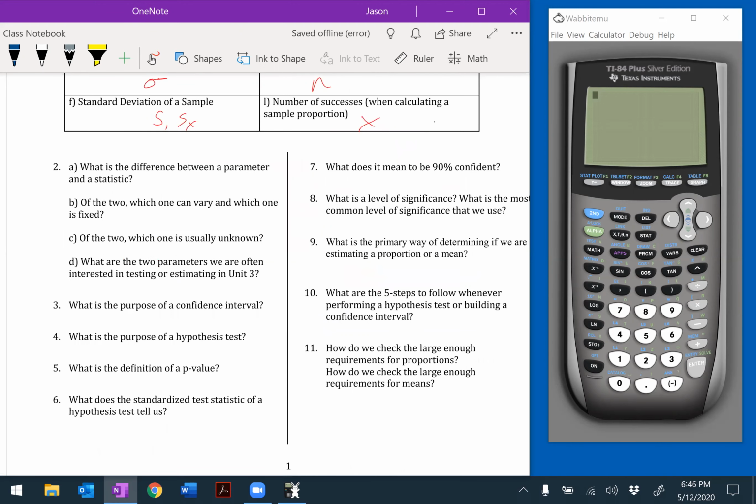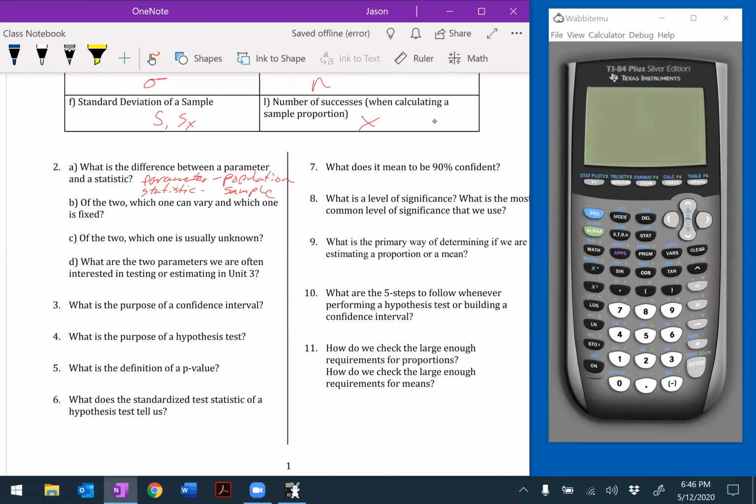Okay, number 2, what's the difference between a parameter and a statistic? Well, parameter is for a population, and a statistic is for a sample.